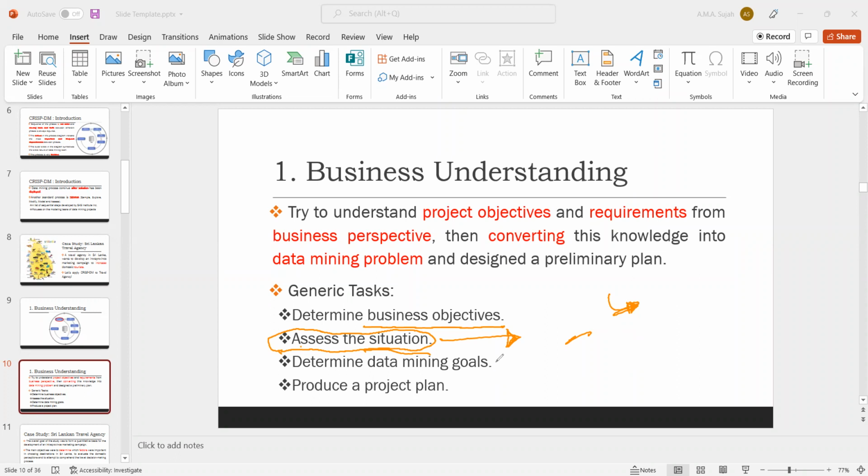Also, you need to determine what data mining goals you have and what the project plan is. Each of these things is considered in business understanding.